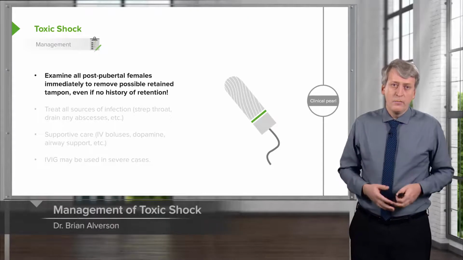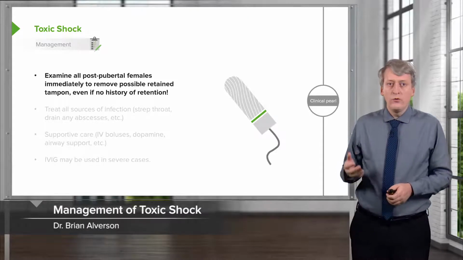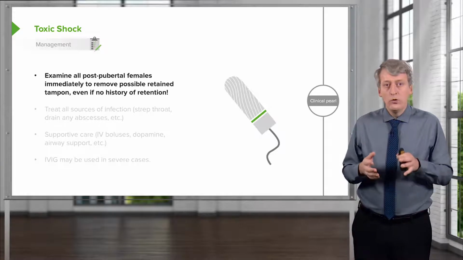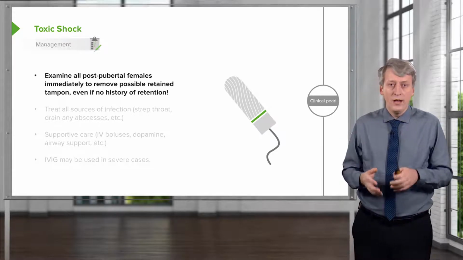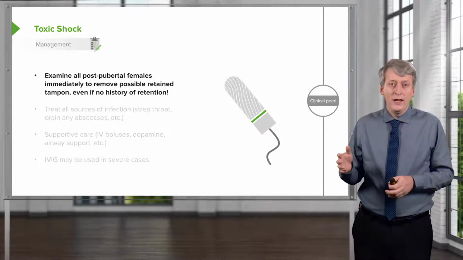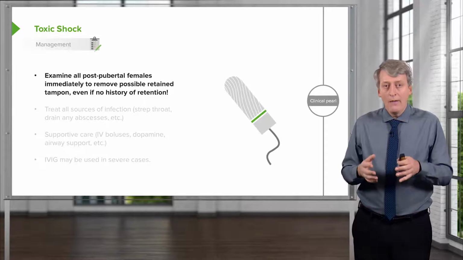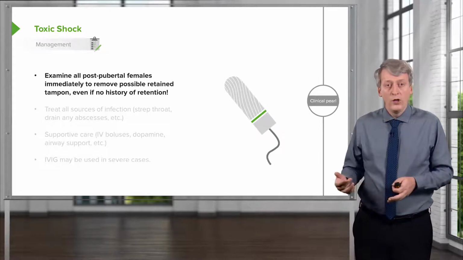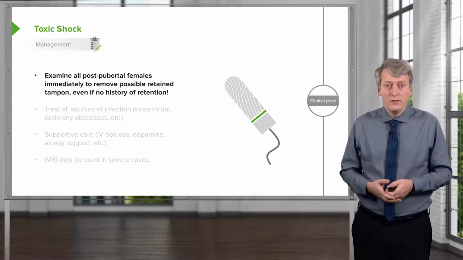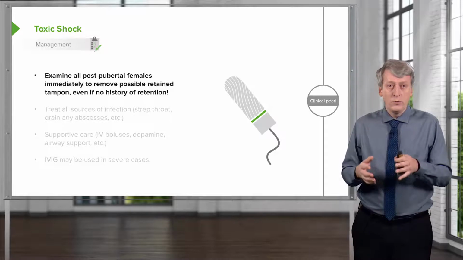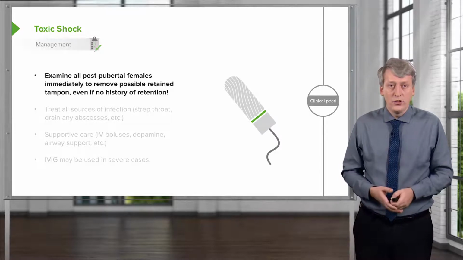What's critical in patients with toxic shock is we have to examine all postpubertal females immediately and remove a possible retained tampon, even if there's no history of a retained tampon. It absolutely happens that young women can forget that they left their tampon in, or it can go farther up and they've lost it. So you should always do a complete vaginal exam on all post-puberty females who present with toxic shock.